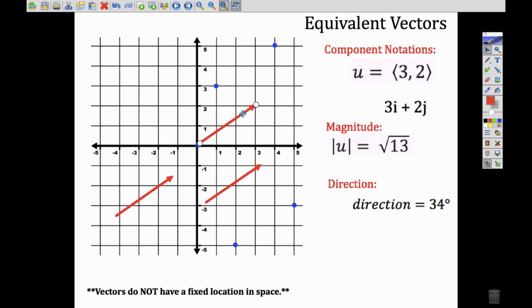So keep that in mind. Often we graph them at the origin on the coordinate plane just because it makes things a little bit nicer to work with. But if I had my vector up here, I could obviously, just like in the last example, make my right triangle and Pythagorean theorem still the same and tangent still the same, tan inverse. So just keep that in mind. Vectors do not have a fixed location in space.